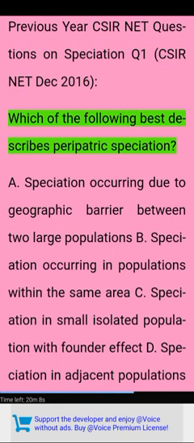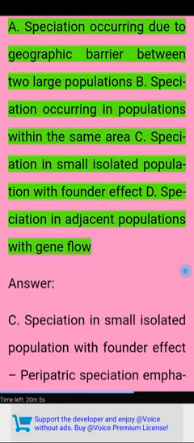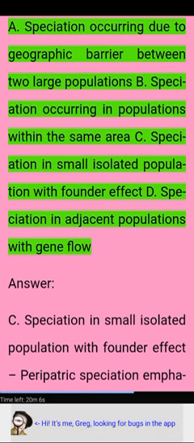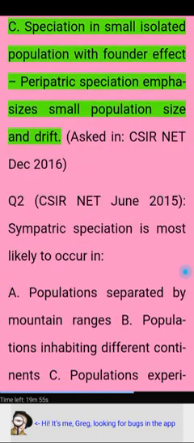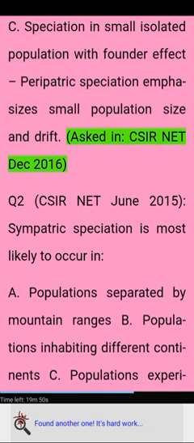Which of the following best describes parapatric speciation? A. Speciation occurring due to geographic barrier between two large populations. B. Speciation occurring in populations within the same area. C. Speciation in small isolated population with founder effect. D. Speciation in adjacent populations with gene flow. Answer: C. Speciation in small isolated population with founder effect. Parapatric speciation emphasizes small population size and drift. Asked in CSIR NET December 2016.